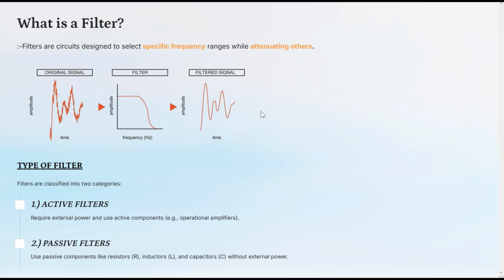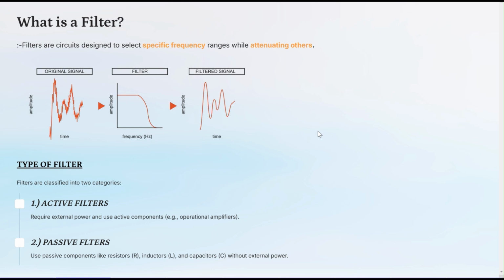Let's know about the filter. Filters are essential circuits in electronics designed to select a specific frequency range while attenuating others. They are widely used in communication, signal processing, and audio applications to allow or block certain frequencies, ensuring the desired signal quality. And this figure shows how filters work. Like original signals, after filtering, they give this type of filtered signal.